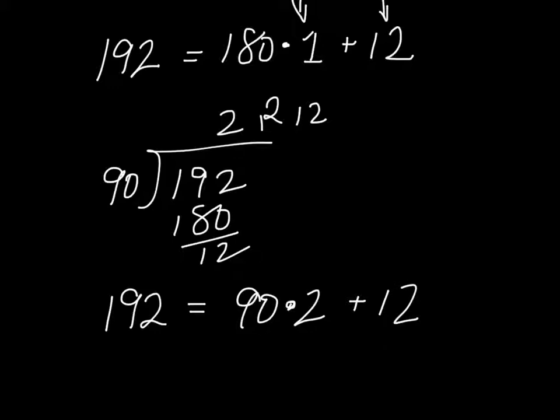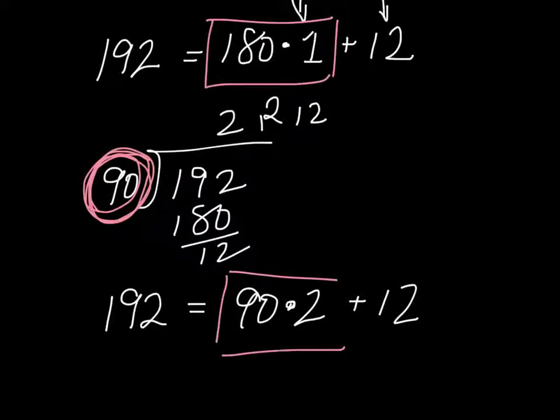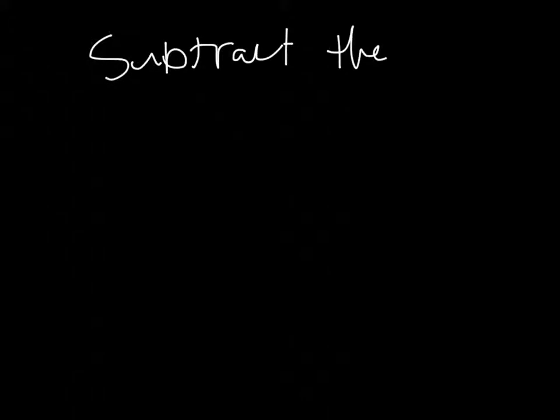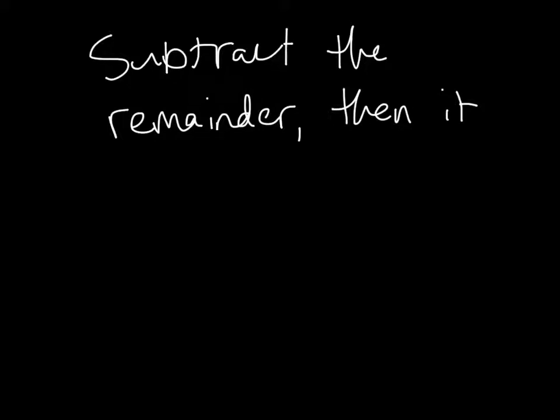So what I'm really doing, if I want to find the numbers that give me a remainder of 12, is I need to factor 180. Here's the idea: subtract the remainder, and then it becomes a divisibility problem.